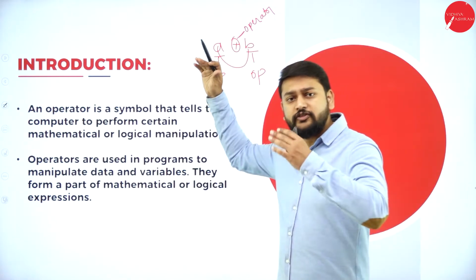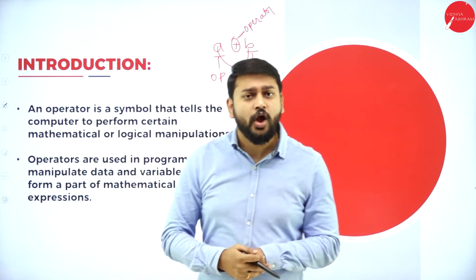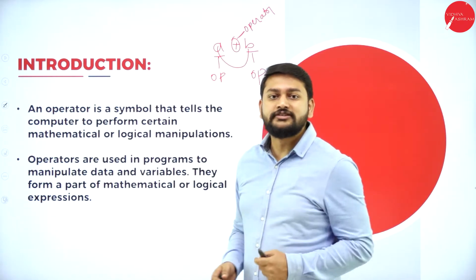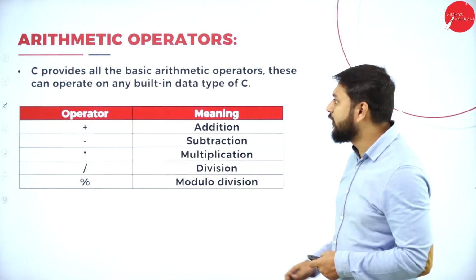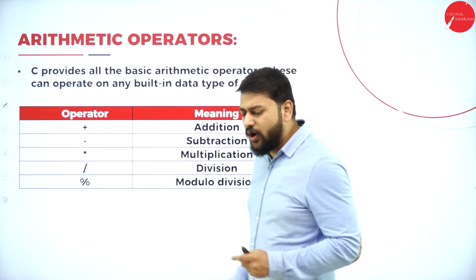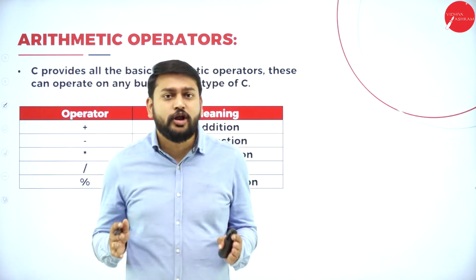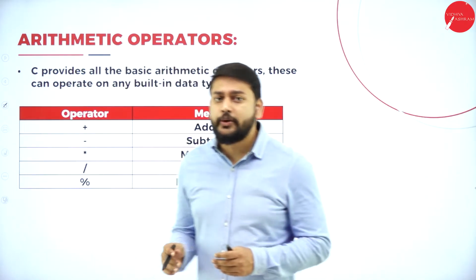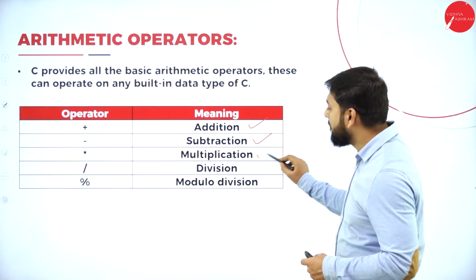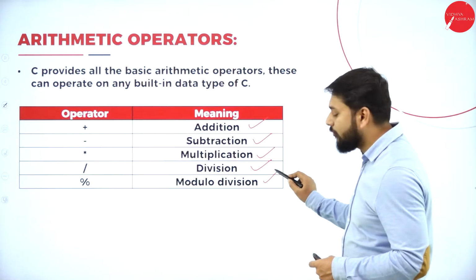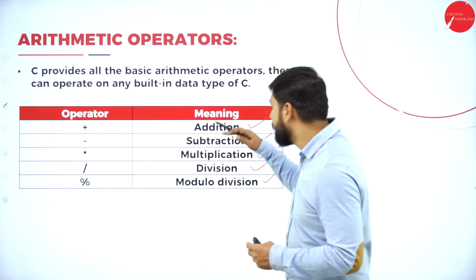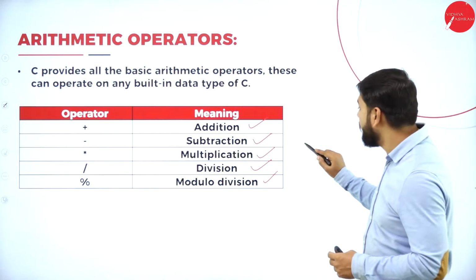Like this, I have different types of operators which I will be discussing with all of you in my session. So let's start with the first one, the arithmetic operator. What exactly is an arithmetic operator all about? When it comes to arithmetic operators, I have addition, subtraction, multiplication, division and modulo division. So how many operators do we have? Please remember, we have 5.